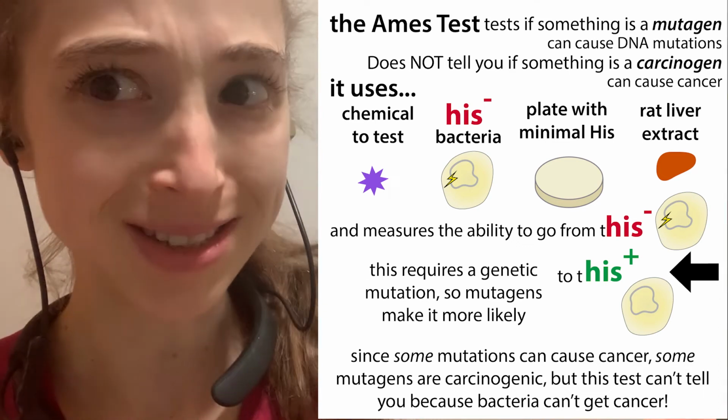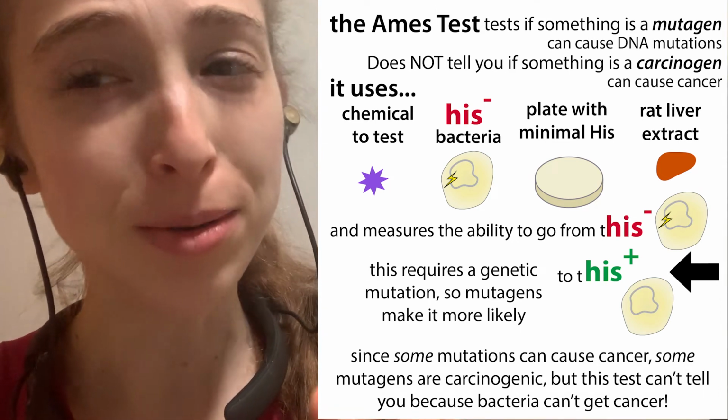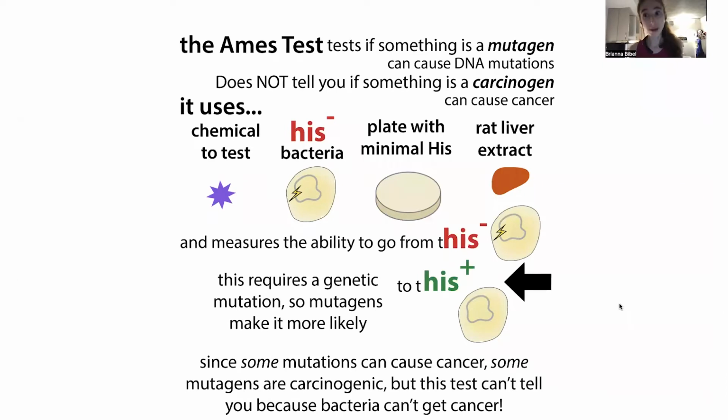The Ames test aims to test whether avoiding a certain chemical might be best. I say might be best because what the Ames test does is it tests to see if something is a mutagen, so if it can cause mutations to DNA. It cannot tell you if something is a carcinogen, that is, if it can cause cancer. Bacteria can't get cancer, and so really what you're just measuring is mutations.